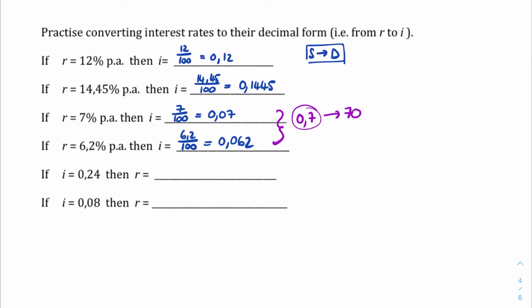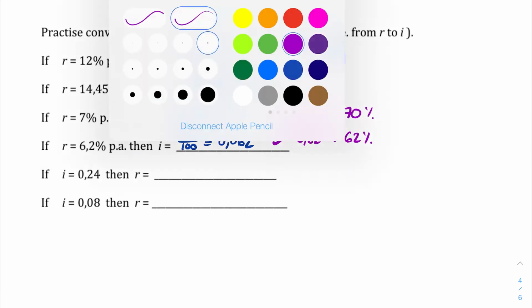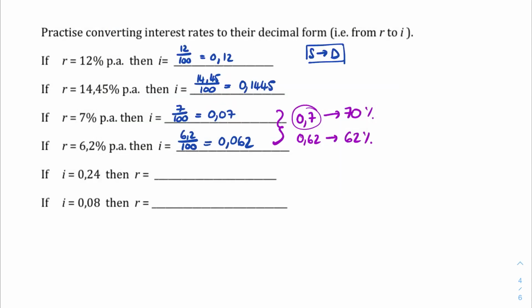In fact, this is 70%, which is an unbelievably huge interest rate, and you're going to get crazy big numbers. In the same way, 0,062, if you told me that was 0,62, well, that's actually 62%, another ridiculously high interest rate. So please be careful if you're taking shortcuts and you write them as decimals to include that 0 there.